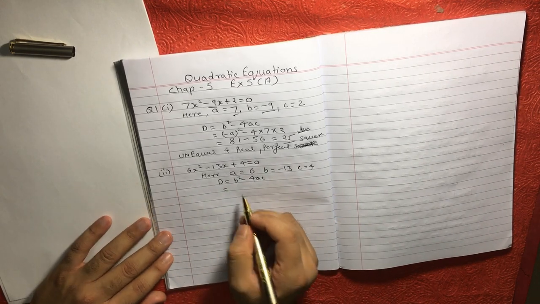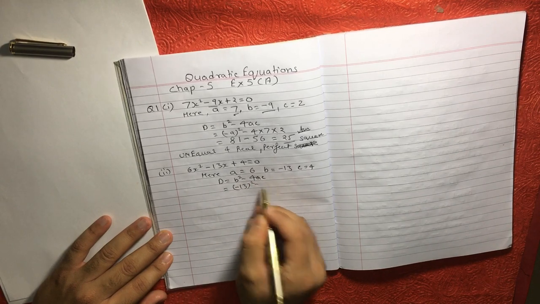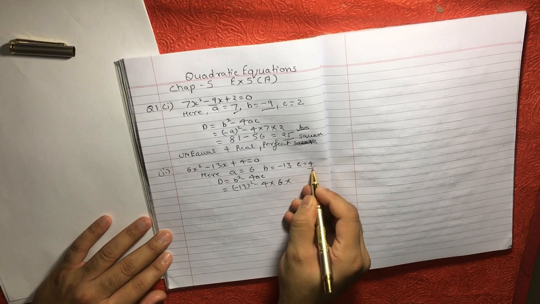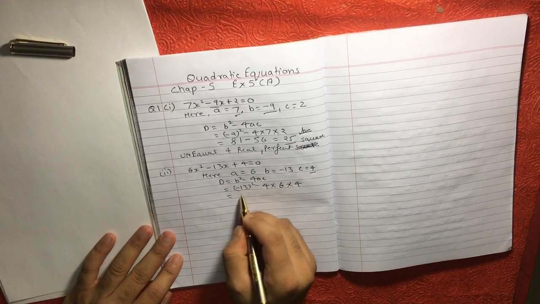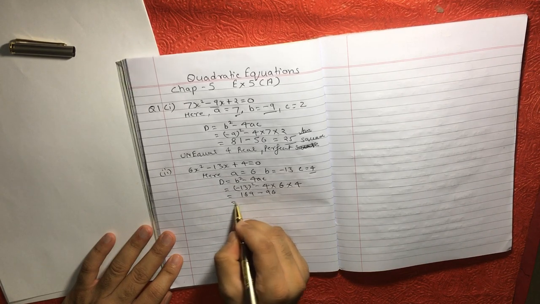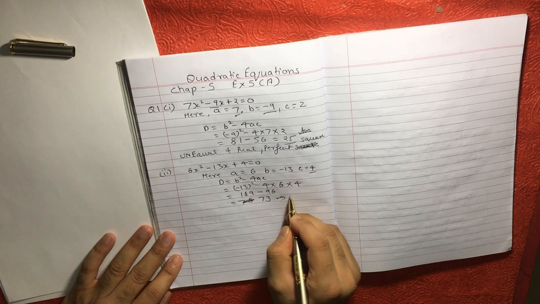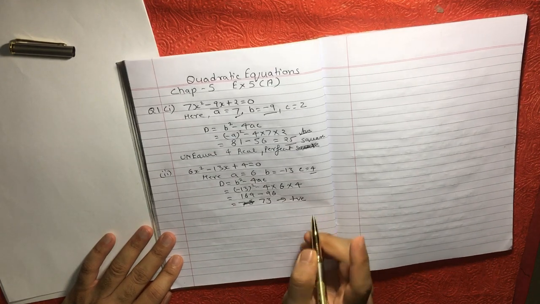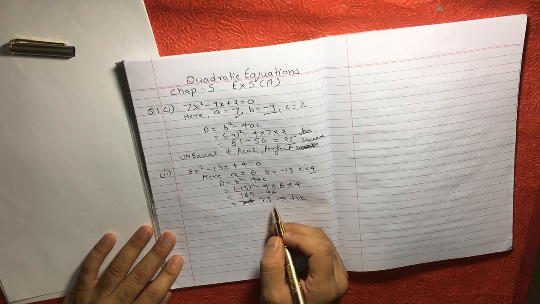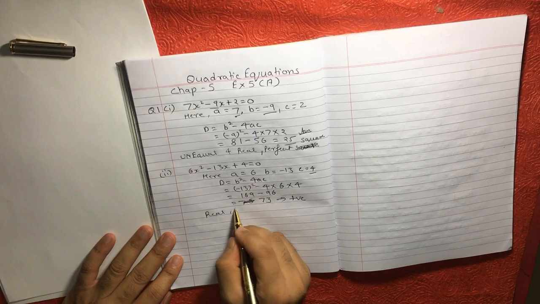If we put the value, b square means what? Minus 13 square minus 4 into a is what? 6 into c is what? 4. This will become 169 minus 96 is equal to 73, which is a positive value, number 1, which is greater than 0, number 2. So this is also a number, that means this is a real positive.